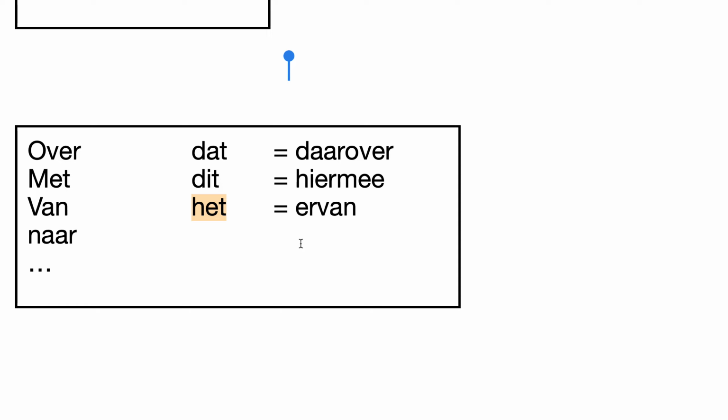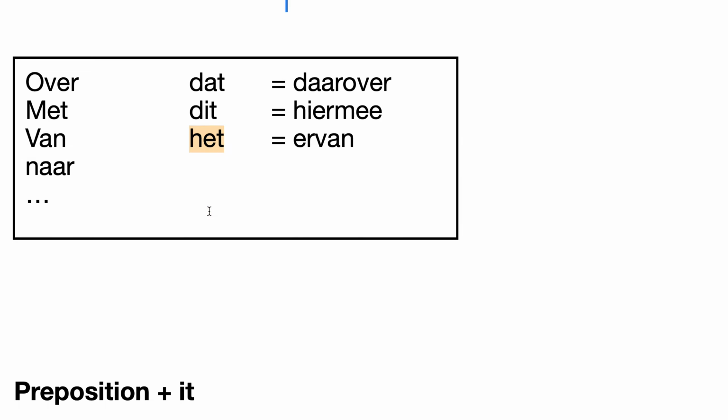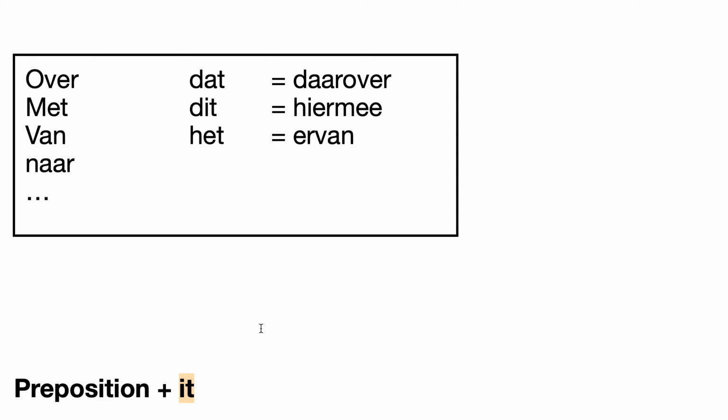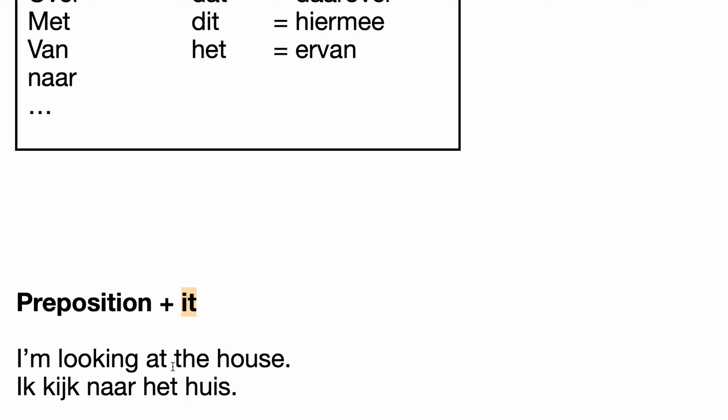All right. Now we're going to focus a little bit on this het, see some sample sentences for you to better understand the het. So the preposition, like over, met, van, plus het. How does that work? Well, for example, you're saying, I'm looking at the house. Ik kijk naar het huis. You can see there's a preposition here, naar, this at.